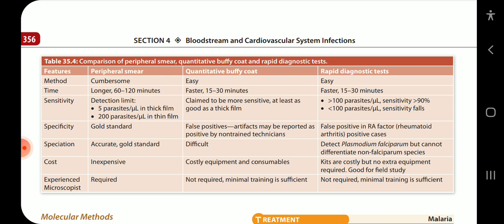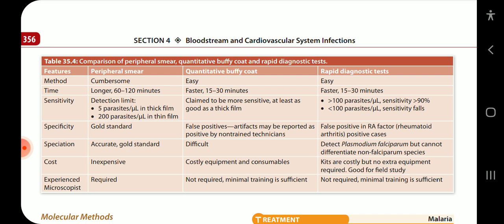Rapid diagnostic test: at more than 100 parasites per microliter, sensitivity is more than 90%; at less than 100 parasites per microliter, sensitivity is low. Specificity: gold standard is peripheral smear. False positives: artifacts may be reported as positive by non-trained technicians in quantitative buffy coat, and false positives in RA factor (rheumatoid arthritis) positive cases in rapid diagnostic test. Speciation: accurate, gold standard in peripheral smear; difficult in quantitative buffy coat; and rapid diagnostic test detects Plasmodium falciparum but cannot differentiate non-falciparum species.